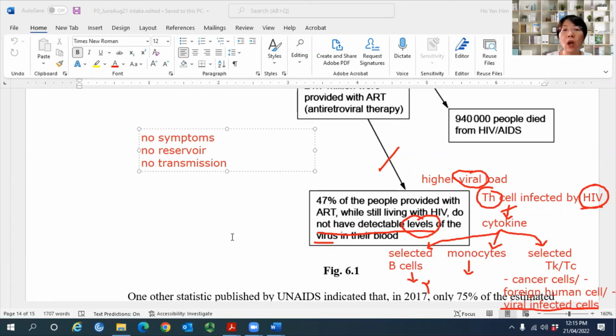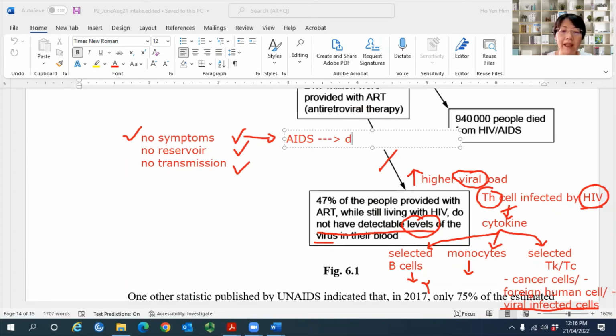Same thing here. When the person has a low viral level, that means the virus cannot affect the body, so there'll be no symptom. The virus is killed by the body, so the body doesn't store the virus. Because it doesn't store, it will not transmit to other people. But now because the virus becomes higher level in the body, the person may get sick. For HIV, the person may actually get AIDS because of opportunistic infection, and eventually the person may die.